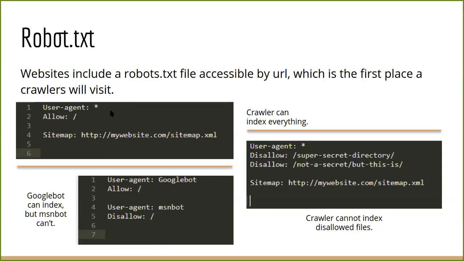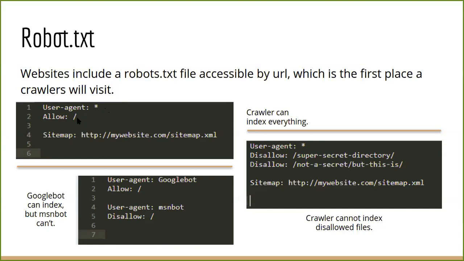This top left one here with the asterisk is saying that any user agent is allowed. So Google bots, Bing bots, DuckDuckGo bots, they can all come here and start indexing the files on whatever website it is that it is at right now.